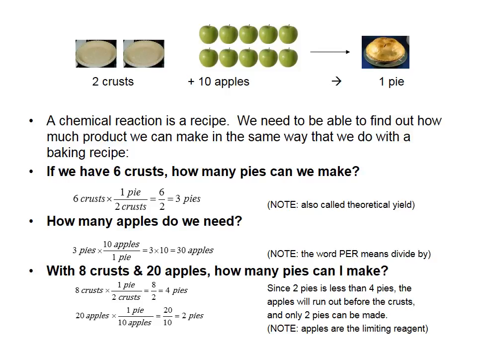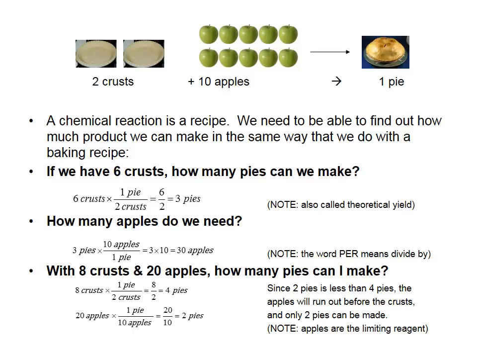So note that if I had 8 crusts, at 2 crusts per pie, that would be 4 pies. If I had 20 apples, at 10 apples per pie, that's only 2 pies. So now I say, oh, I only have enough apples to make 2 pies, but I have enough crust to make 4 pies. So truthfully, the crust is not the helpful information. The one that's going to limit the reaction is the apples because it's going to run out. So I'm only interested in those 20 apples, and that would tell me I could make 2 pies.